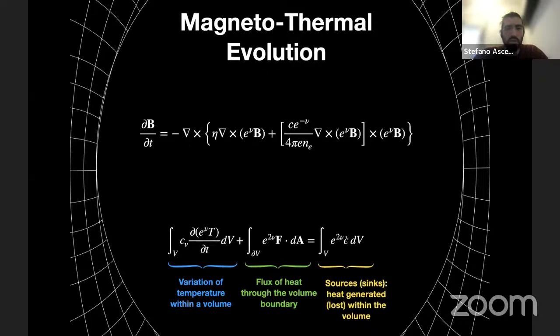Okay, what we actually do when we talk about the magnetothermal evolution is to solve two partial differential equations. The first one is an equation for the magnetic field evolution. The other one is an equation for the temperature field evolution. And this basically is the induction equation in electron magnetohydrodynamics, while this is an equation of energy conservation.